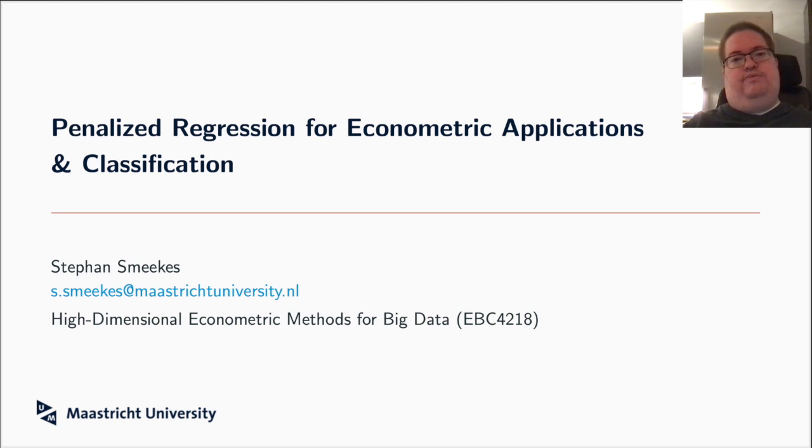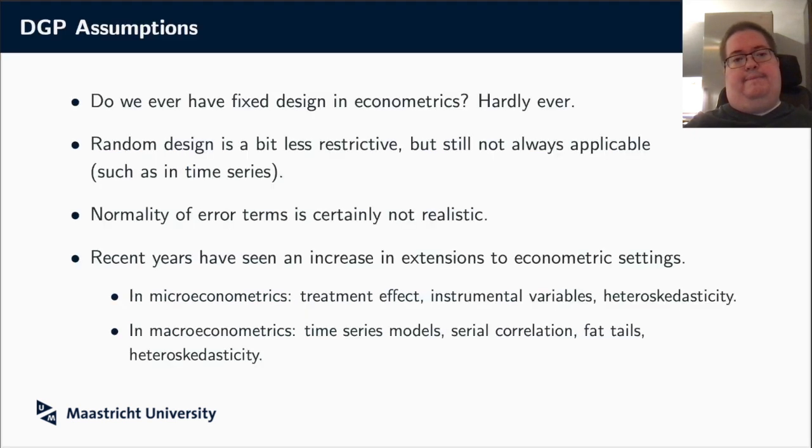In this final lecture about penalized regression, I will discuss how to apply it to econometric applications and to classification. The main difference with applying the lasso in econometrics is not so much the lasso itself, it's broader in terms of the theory, the DGP assumptions that we've been making so far. And then of course the question is, if we change those DGP assumptions to something that is realistic in econometrics, do we still have all these nice theoretical properties? Which of course translates to, does it still work as well in practice?